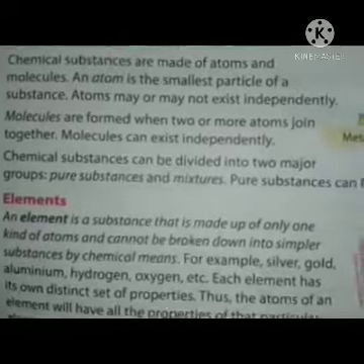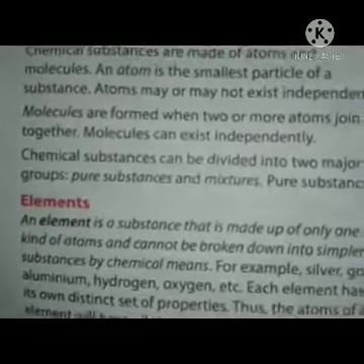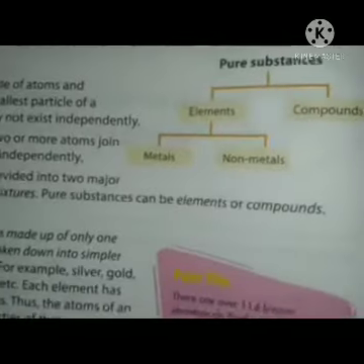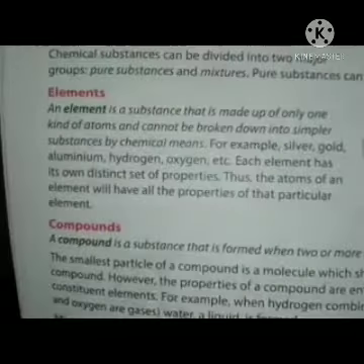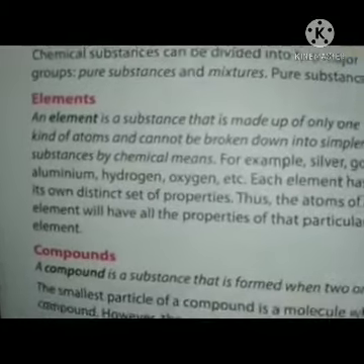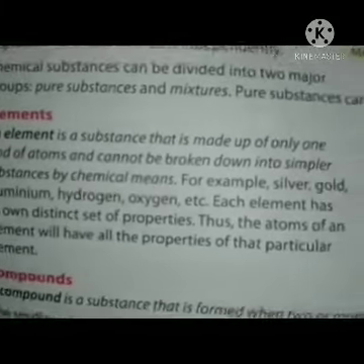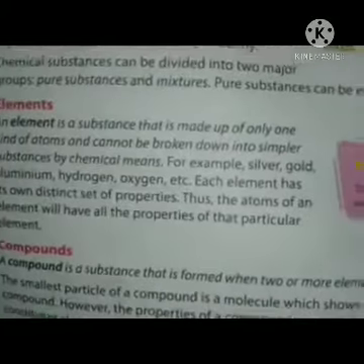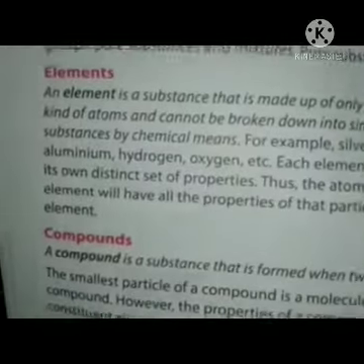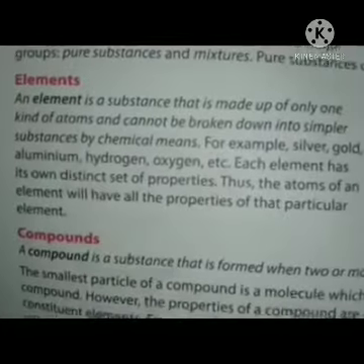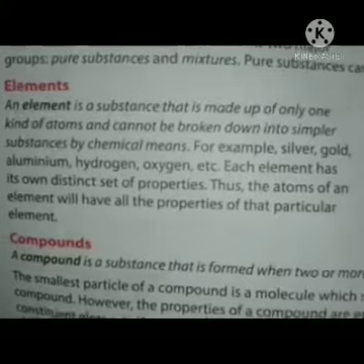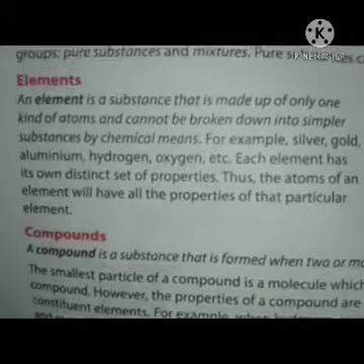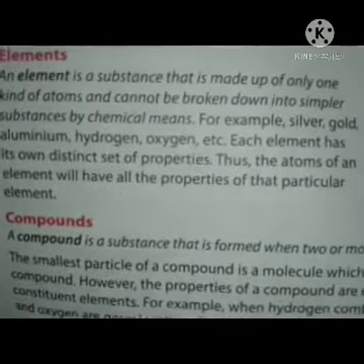So this is the difference between an atom and a molecule. Chemical substances can be divided into two major groups, pure substances and mixtures. So pure substances, as I told you, can be either elements or compounds. An element is a substance that is made up of only one kind of atoms and cannot be broken down into simpler substances by any chemical means. For example, silver or gold or aluminium or hydrogen or oxygen, each of them is separately called an element because they have their own distinct set of properties. The atoms of the element will have all the properties of that particular element.